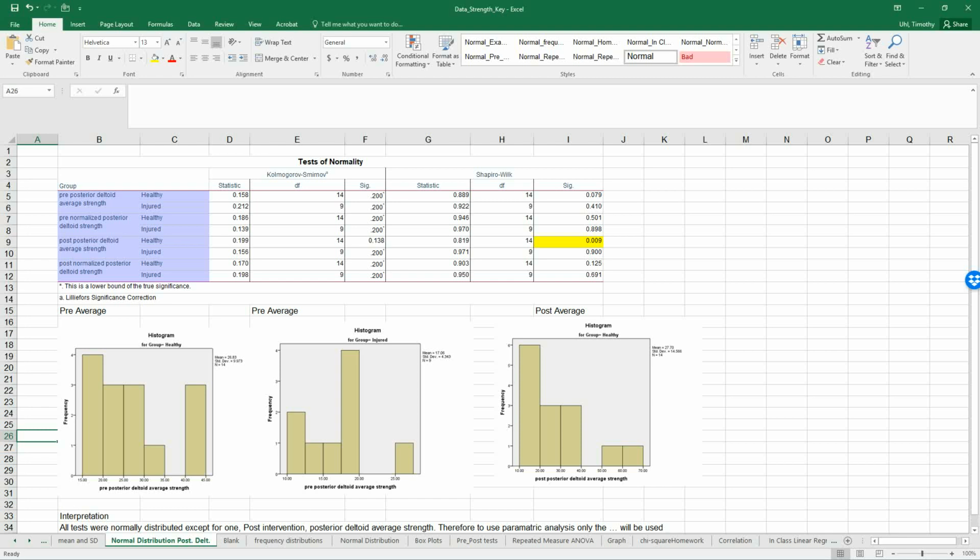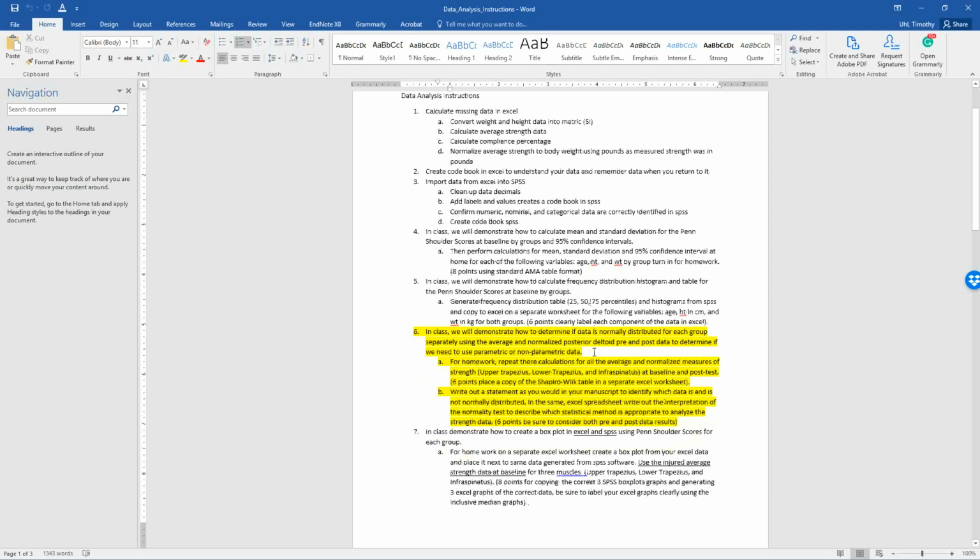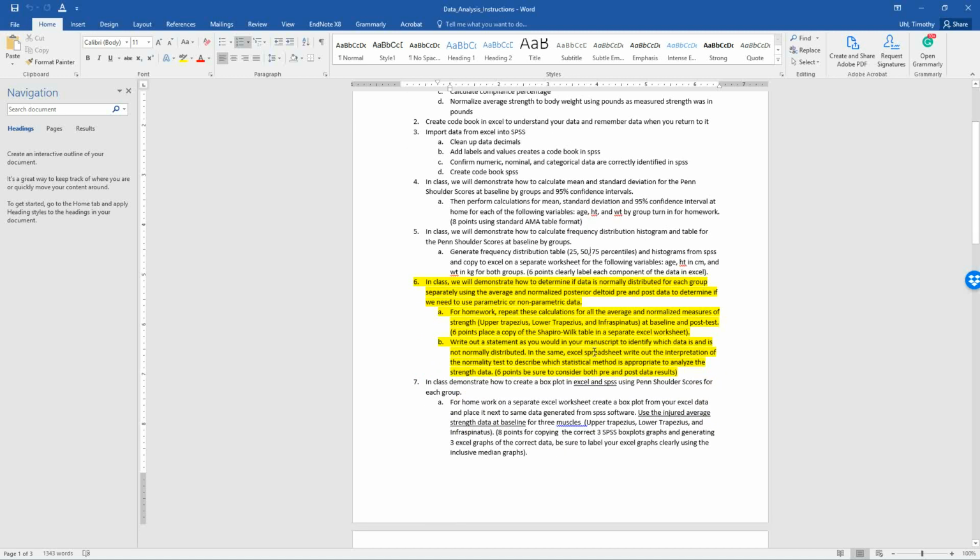Now, in my instructions, it's not just good enough to run the analysis. When you're writing up your research, when you're writing up your statistical section, you're going to have to interpret your finding. So this is my introduction for you to start to write out a statement as you would in a manuscript, as you write out an explanation of why you did what analysis. You have to identify that the data is or is not normally distributed, which is going to drive you down one of two roads. If it's normally distributed, you can use parametric data. If it's not normally distributed, you've got to use non-parametric analysis.